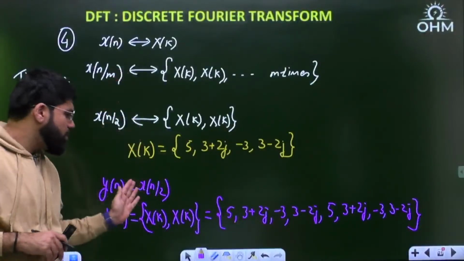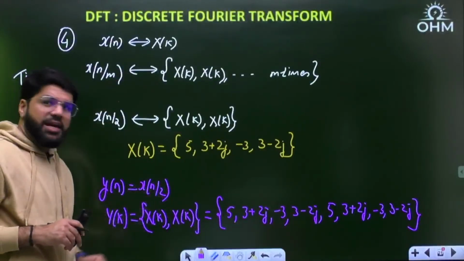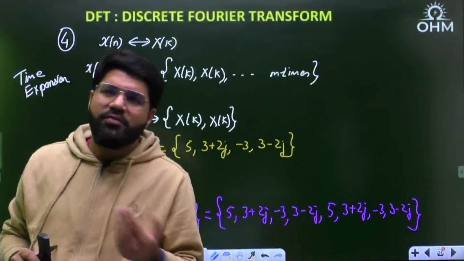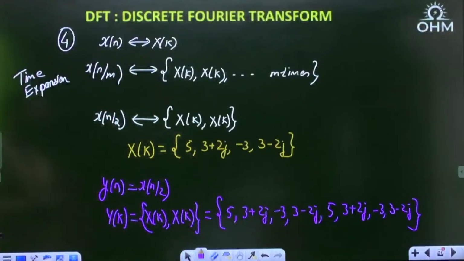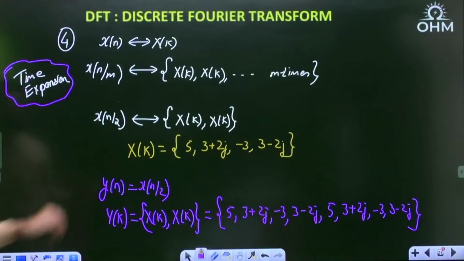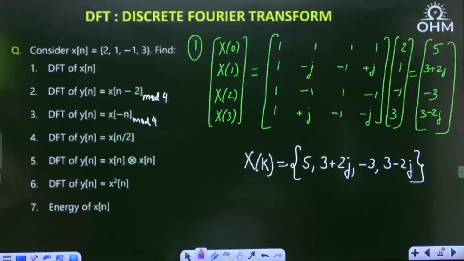Originally the length was 4. Expanding by 2, the signal becomes an 8-point signal, and here is the 8-point DFT. For any N-point signal, we have the N-point DFT. Done? So this is also complete. This is what you do in the time expansion property. Okay, fine. What is the next part of the question?